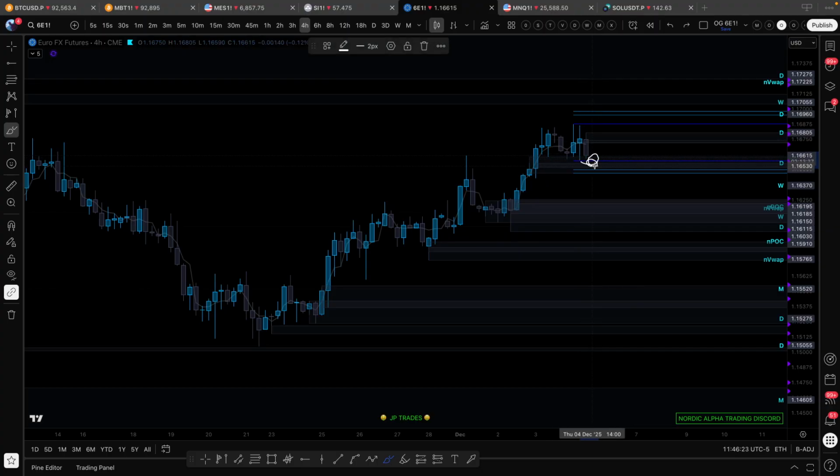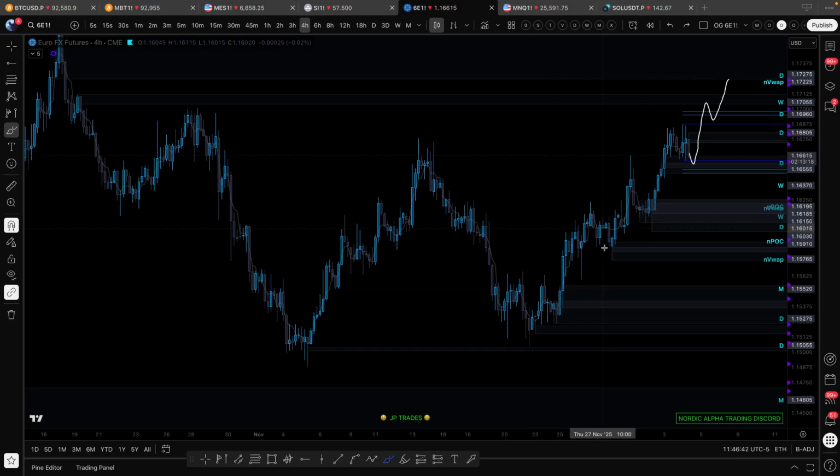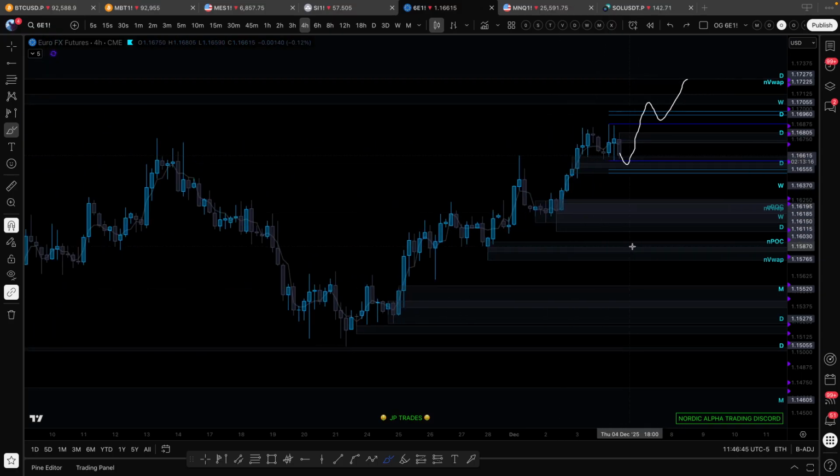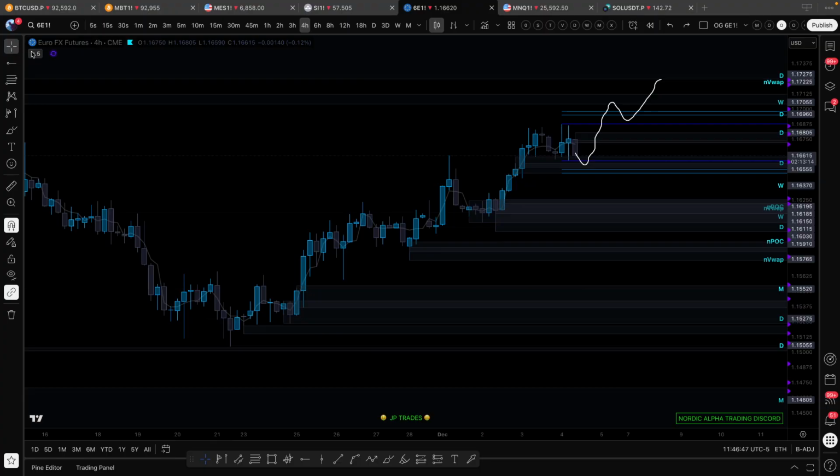However, if we do just bounce from this order block here and take out the highs, I'm looking for a backtest somewhere probably in this range, but we'll have to look at what market structure creates. Market structure will create us a new refined zone at some point. So I will update the charts when that happens.